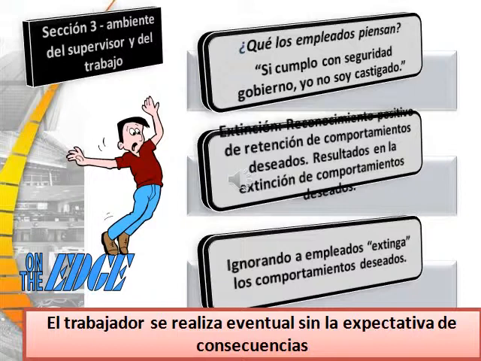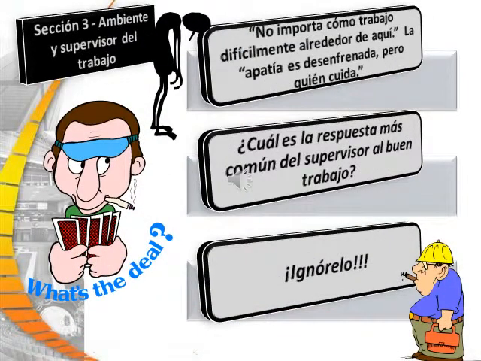Extinction of behaviors. Withholding positive recognition of desired behaviors will result in extinction. Ignoring employees extinguishes desired behaviors. Workers eventually perform without expectations of consequences. When the employee states, "It doesn't matter how hard I work around here," apathy is rampant, but who cares? What's the most common supervisor response to good work? Ignore it.